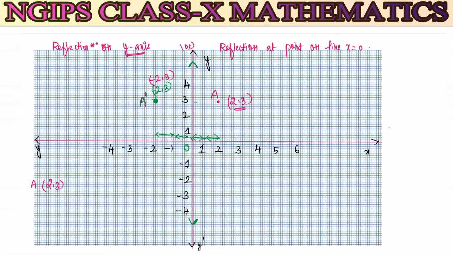So when it is a reflection on y-axis, the x point we need to change. Reflection on the line x is equal to 0 means x point we need to change. Is it clear to all? So the reflection on y-axis is nothing but we need to change the x point. So we got here minus 2 comma 3. This is how we are going to find the reflection of the point on the axis, or in case they have given the line. Is it clear to all?